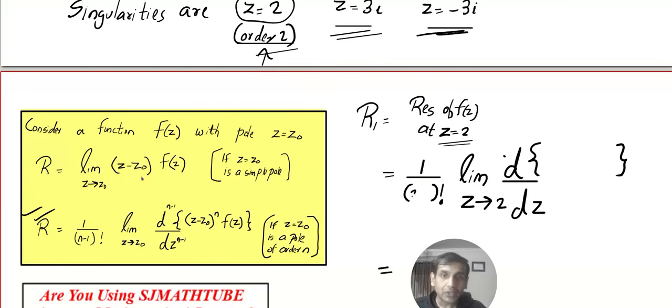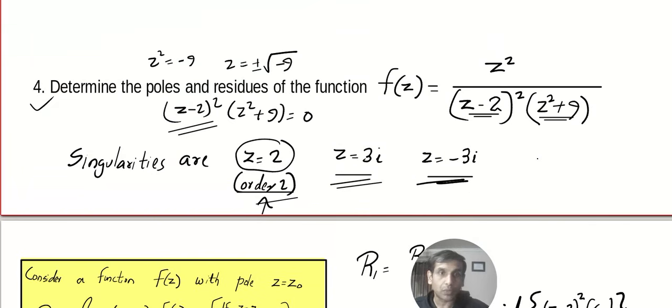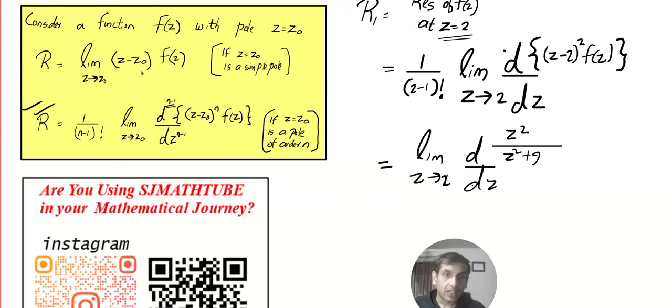So 1 by (2 minus 1) factorial. Don't forget to differentiate. How many times? 1 less than the order, and here it will be (z minus 2) the whole square multiplied by the function. Okay, so we are going to get 1 by 1 factorial. I'll cut down the drama, so we get d by dz of, after cancellation, you'll end up like z square divided by z square plus 9. I hope you copied the function, if not, copy it now. Okay, and differentiate, limit z tends to 2.